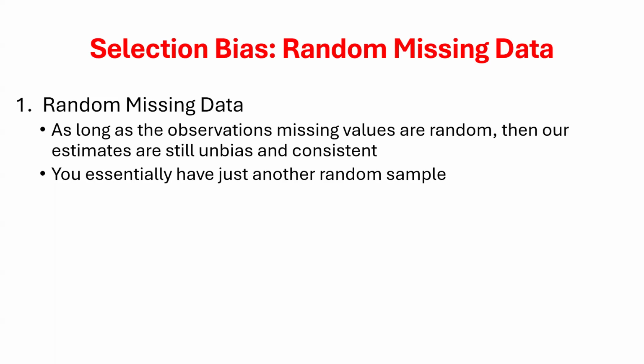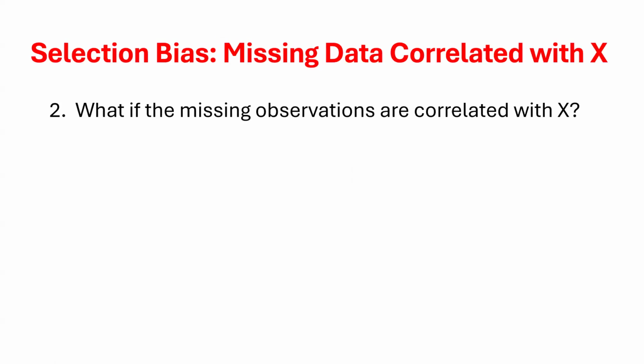Right? So that's if it's completely random, right? And we'll go through some Stata examples here in a sec where I'll show this to you. So the end story is if it's random missing data, it's just like I have a smaller sample size. Okay? Now, what if the missing values are not random, but they're correlated with the X variable, right?